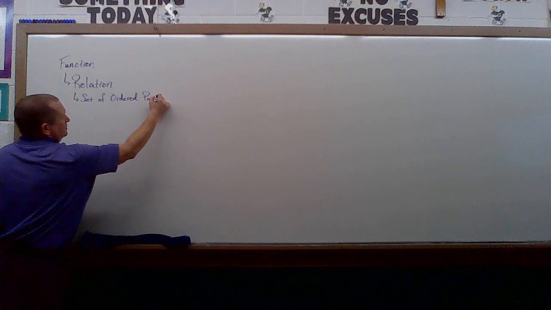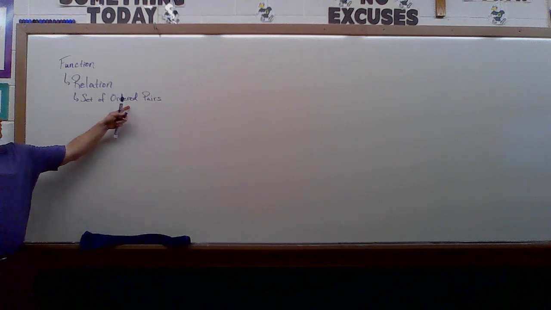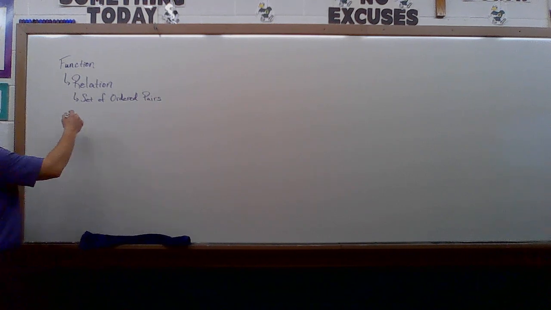So what's a set? It's a bunch of pairs. So what's an ordered pair? Two numbers that are alike. And they're in parentheses. Okay.